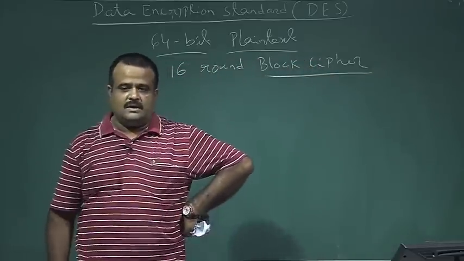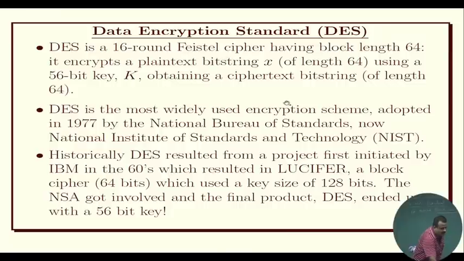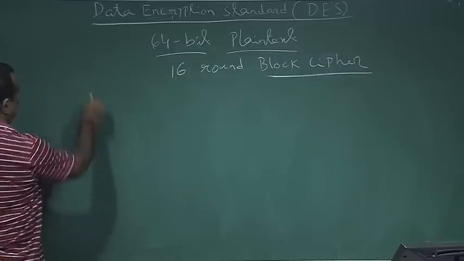Okay. So, the history of this block cipher is basically, can you please go to the slide? Yeah. So, it is a 16 round Feistel cipher, we will come to what a Feistel cipher is, and the plain text and ciphertext are 64-bit. DES is the most widely used encryption scheme, adopted in 1977 by NIST, and they made this a standard. Historically, DES comes from the cipher called Lucifer, which was designed by IBM in the 1970s, and they modified this slightly and then it became DES. So, basically it is a 16 round block cipher.